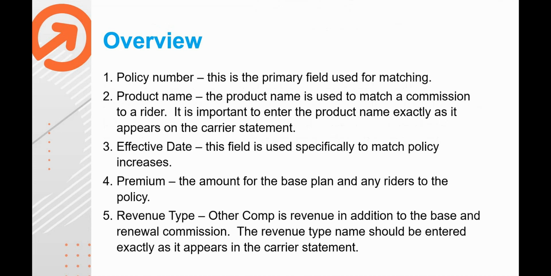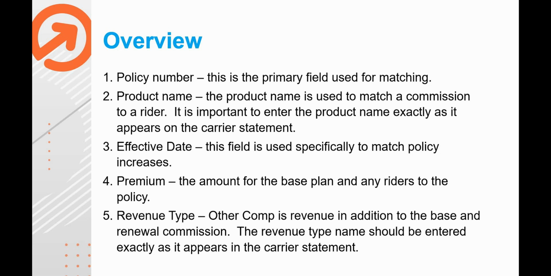Policy number. This is the primary field used for matching. Product name. The product name is used to match a commission to a rider. It is important to enter the product name exactly as it appears on the carrier statement. Effective date. This field is used specifically to match policy increases.